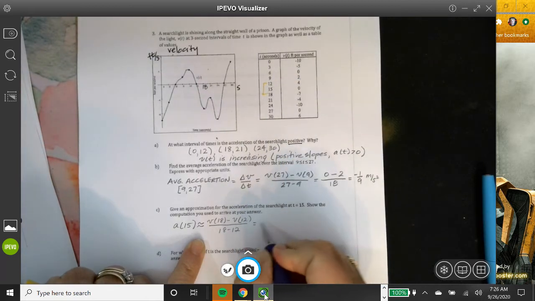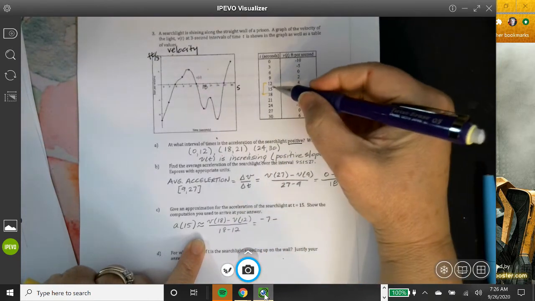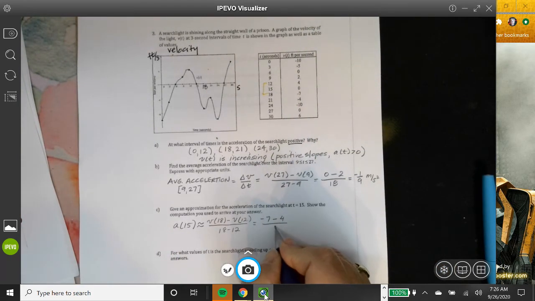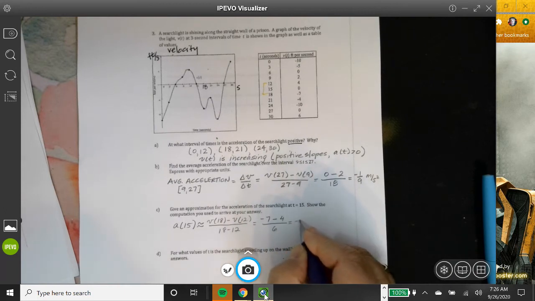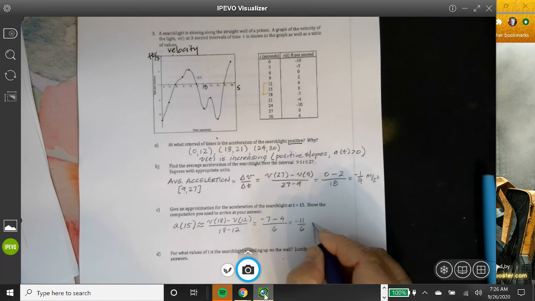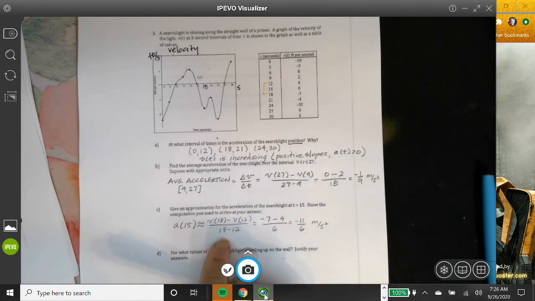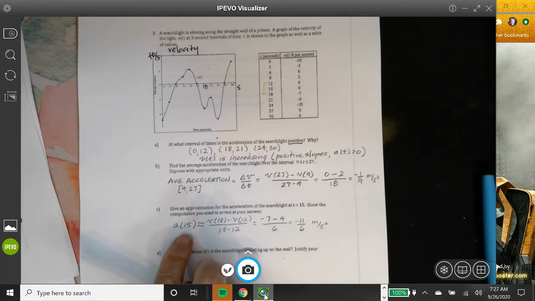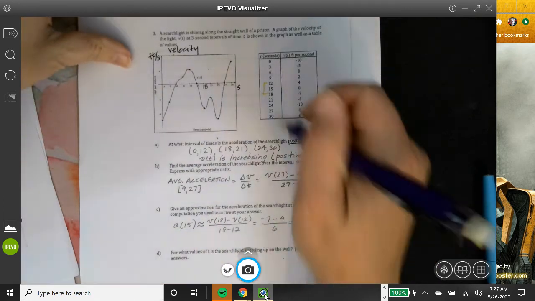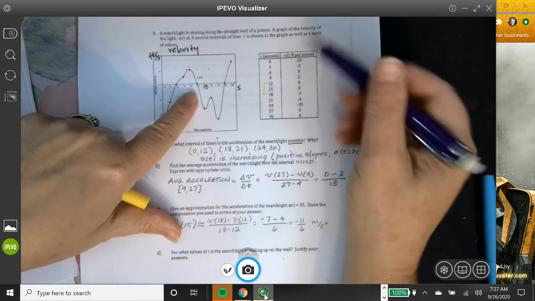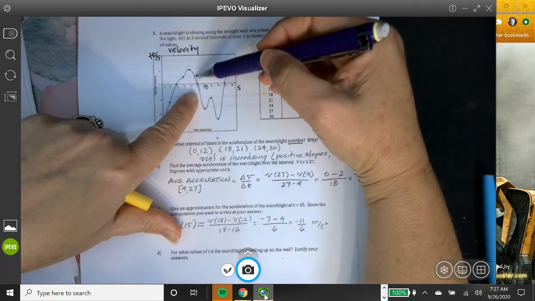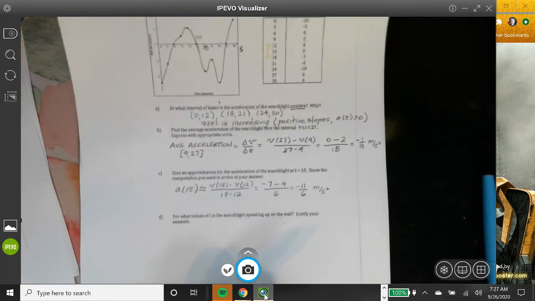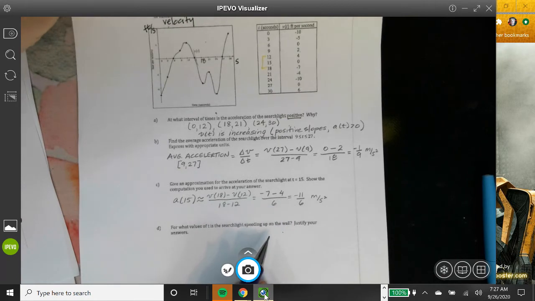So the velocity at 18 is negative 7, minus the velocity at 12, which is 4, all over 18 minus 12, which is 6. So this is going to turn out to be negative 11 over 6. And this is an acceleration in meters per second squared, because it's the change in velocity over change in time. And this is an approximation, right? Because I'm using the secant line instead of the derivative, and I'm just approximating it at 15. If I go to my graph, does it look reasonable that there's a negative slope there? Yeah.